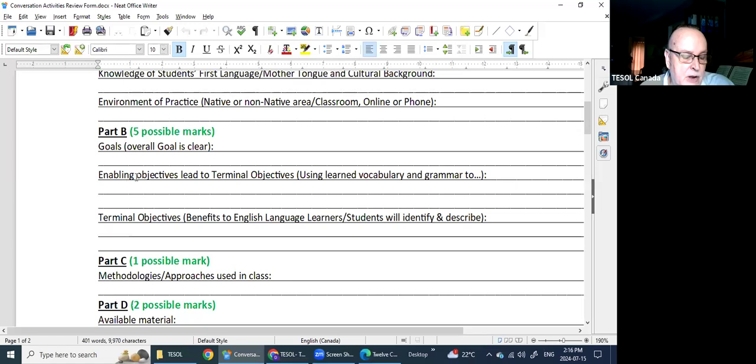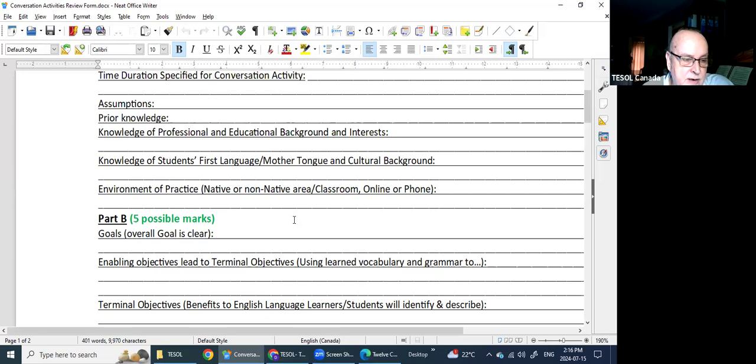The enabling is along the way, leads to the terminal objectives at the end of the class, the end of the lesson. The terminal objectives are the benefits that the student has learned during the lesson. And this, of course, relates back to the overall goal. So be sure to explain those very clearly in your lesson plans.